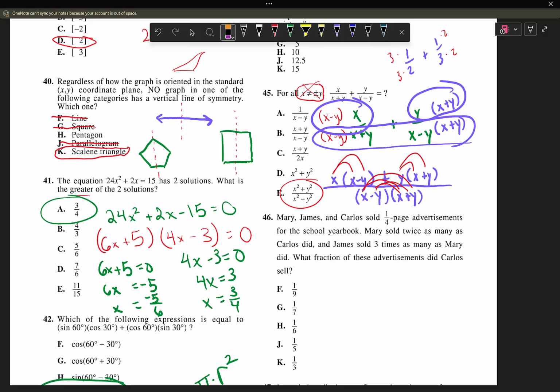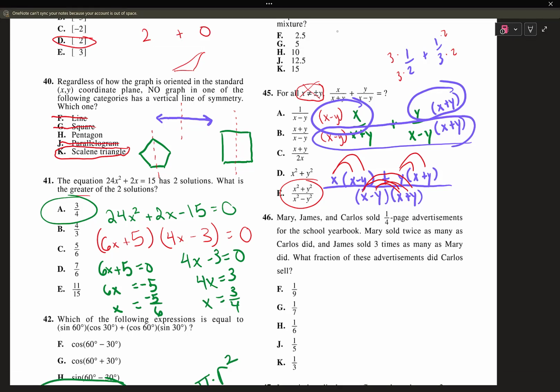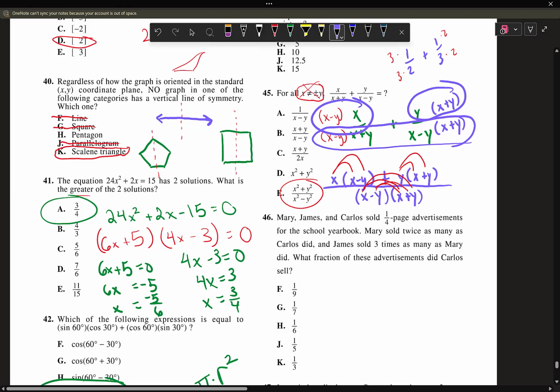So as messy as 45 was, 46 can actually be much simpler. Mary, James, and Carlos sold 1/4 page advertisements for the school yearbook. Mary sold twice as many as Carlos did, and James sold 3 times as many as Mary did. What fraction of these advertisements did Carlos sell? First off, the 1/4 doesn't matter. That's just the type of advertisement we're talking about.